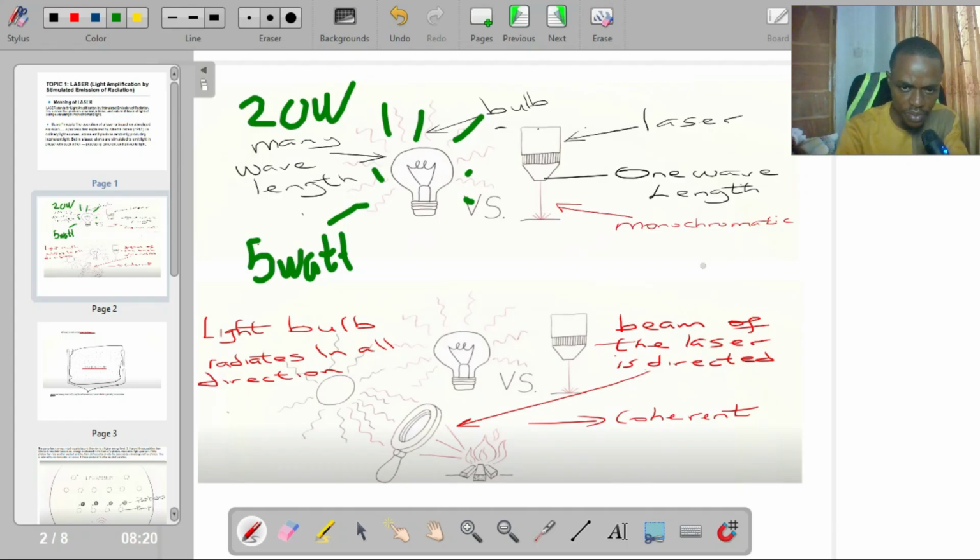Okay, the next feature is that a light bulb radiates in all directions. Just like the wavelengths move in many directions, the same thing applies to the direction of radiation. So it illuminates the whole environment. But for the laser, the beam is direct, and that's why it gives us a single wavelength. Because it has a direct beam, are you with me?